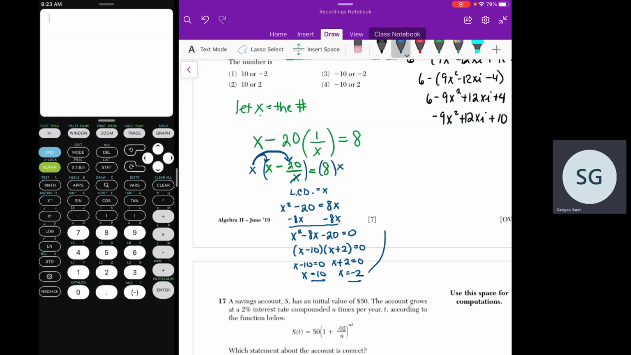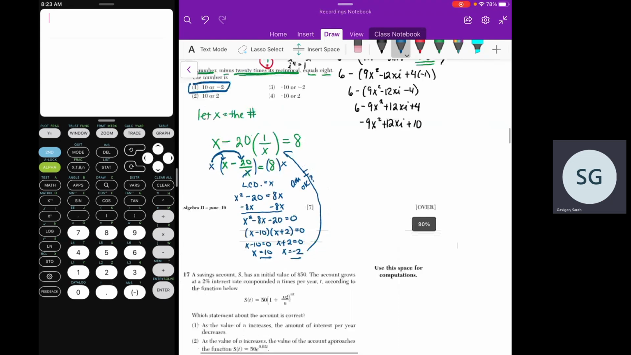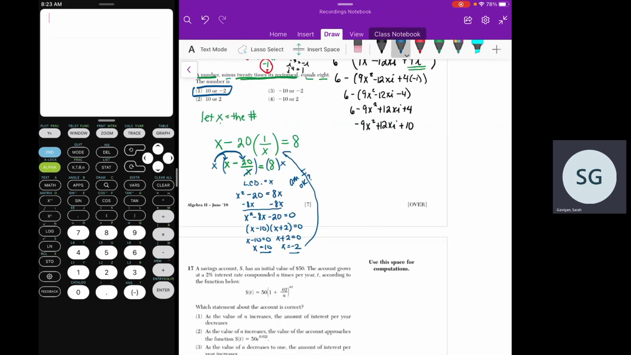And because you had a fractional equation, remember you ask, are my answers okay? The only thing that x couldn't be would be 0, so we're good. 10 and negative 2 is choice 1. Now there's another way that you can solve this problem, and I'm going to show you. You can skip over this part if you don't want to watch.